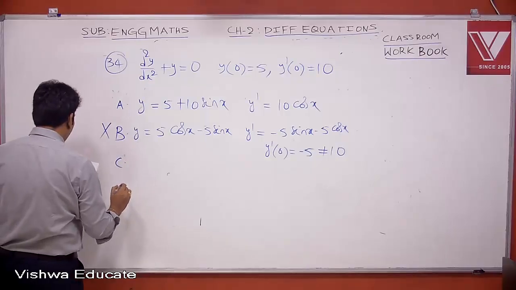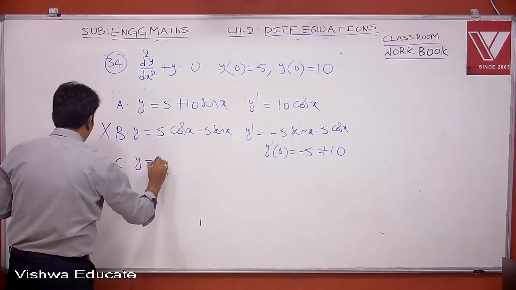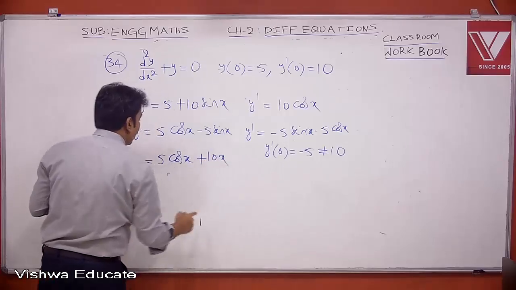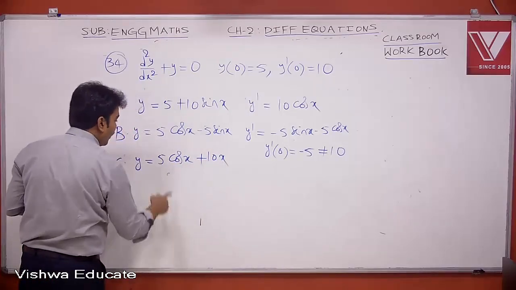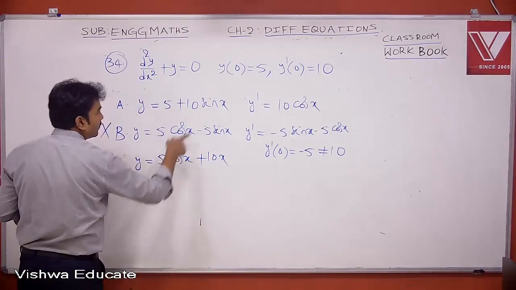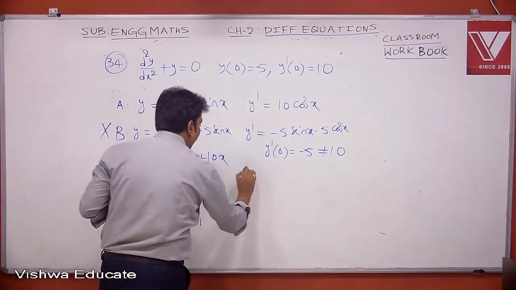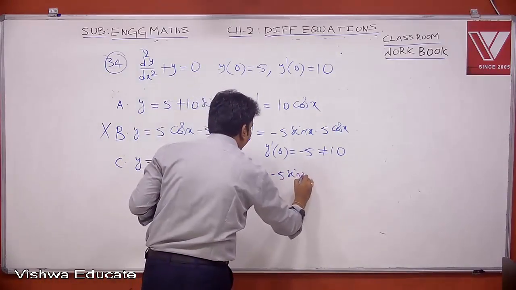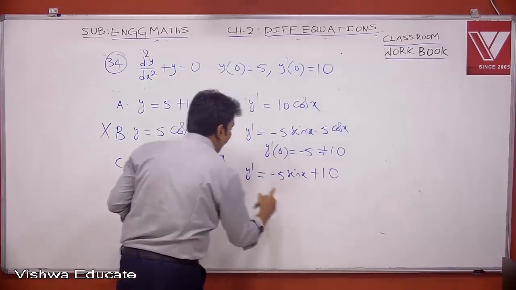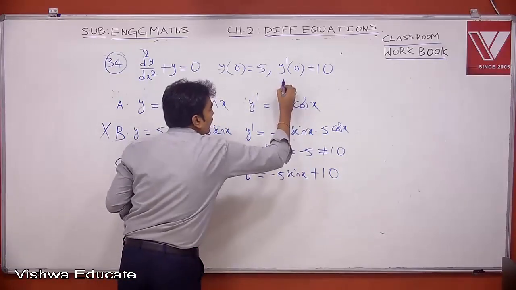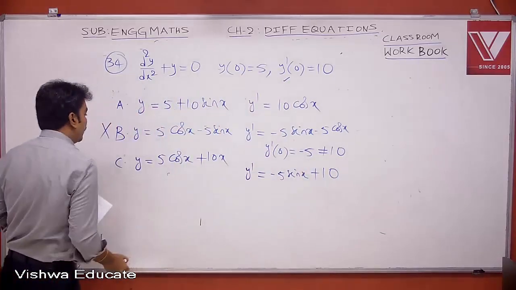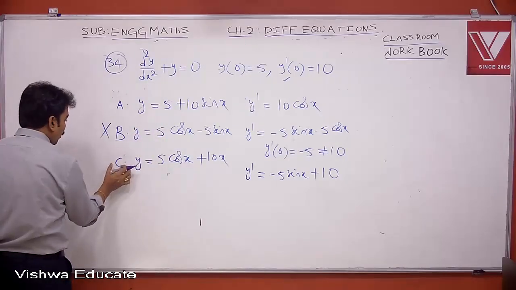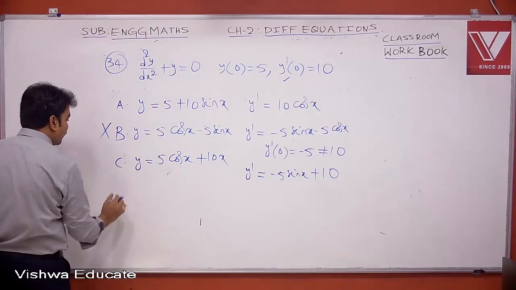Now come to option C. It is y equal to 5 cos x plus 10x. Now replace x by 0, you will get y value 5. Now let us find the derivative of this. The derivative is minus 5 sin x plus 10. When you replace x by 0, we get the second boundary condition. So option C also satisfies both boundary conditions. So don't eliminate and don't confirm this.